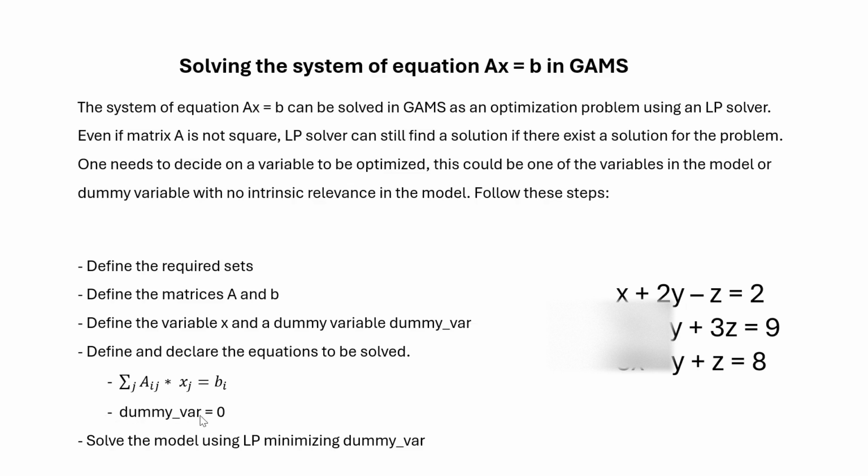And then the other equation you want to solve is dummy underscore var equals 0. You just want to set that variable to 0. Then solve the model using LP and minimizing that dummy variable that we introduced. Okay. So let's see how you can solve this in GAMS. So we want to basically solve this system of equations using this approach. Okay. So let's move to GAMS.